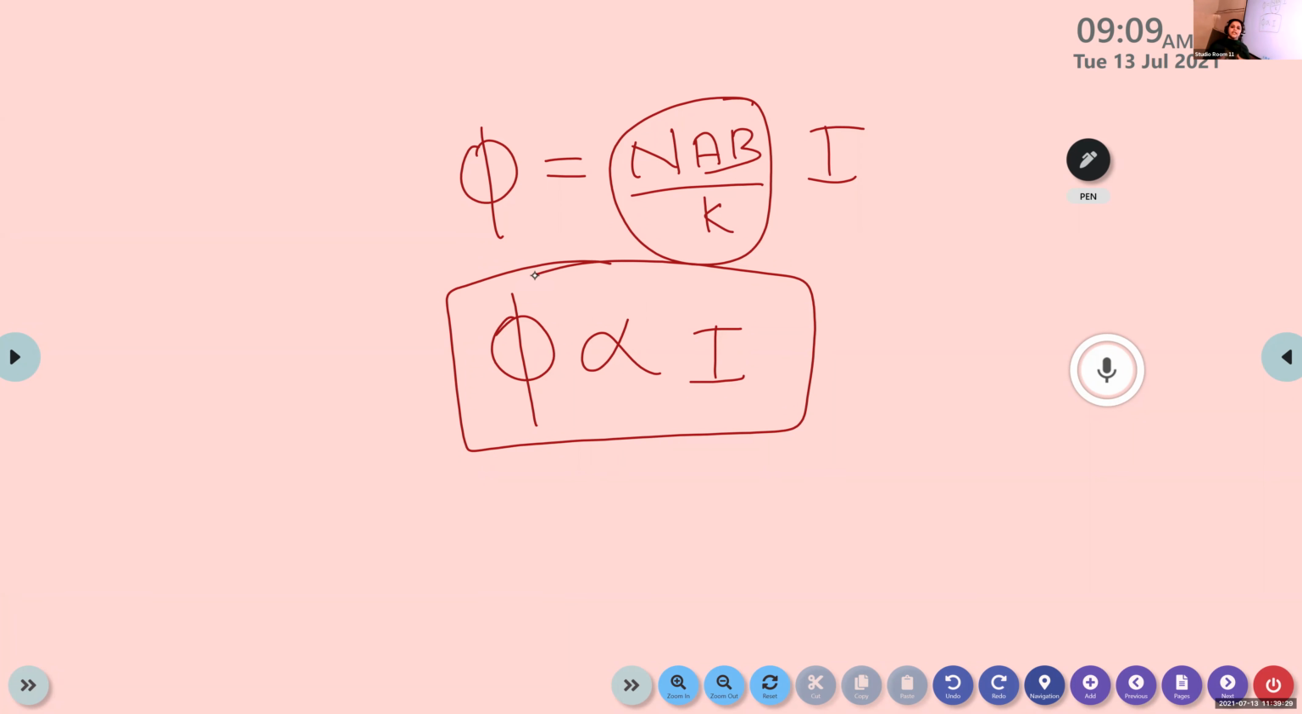Whenever the current increases, what happens to the angle of deflection? Or when the angle of deflection increases, what happens to the current flowing through the coil? Increases or decreases? Increases. And whenever the angle of deflection decreases, what happens to the current flowing through the coil? It decreases, because they are directly proportional. So whatever changes occur to the angle of deflection, the same changes occur to the current flowing through the rectangular coil.